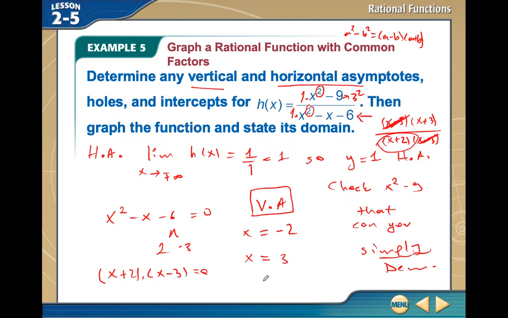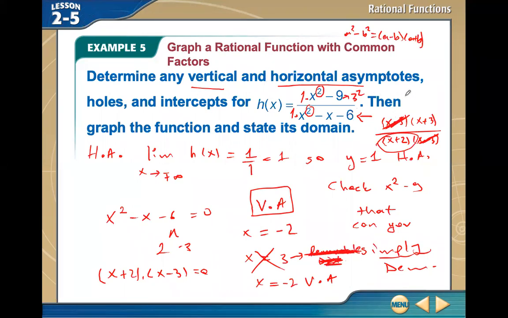Since only x plus 2 is left, x equal to negative 2 is the vertical asymptote. Why? We can remove the other factor, and this is called removable discontinuity. If you remember, removable discontinuity at this point. Forget about discontinuity, not important now. So the vertical asymptote is only x equals negative 2, since we can cancel out the other factor with the numerator, so we have only one vertical asymptote. Any question?